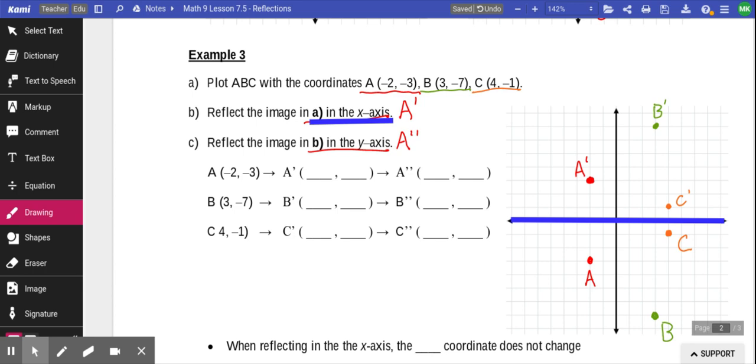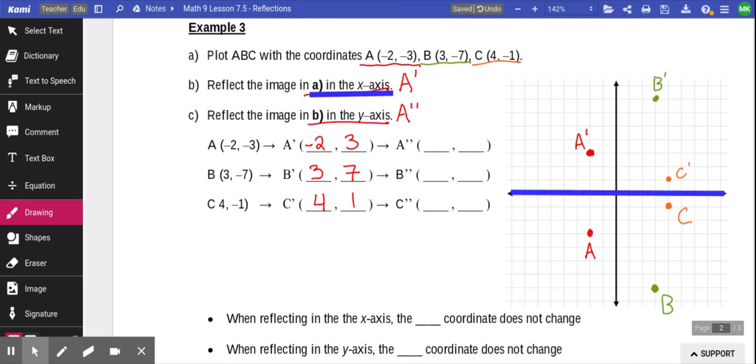If I was to list the coordinates of those new ones, A prime is now at -2, +3. B prime is now at 3, 7. And C prime is now at 4, 1. If you look, when I reflected in the x-axis, the x-coordinate does not change, right? The x-coordinates all stayed the same. The y values are what changed. They all changed their symbol. But the x-coordinates don't change when I'm reflecting about the x-axis.